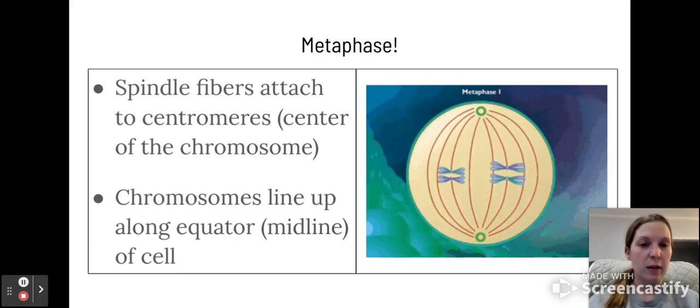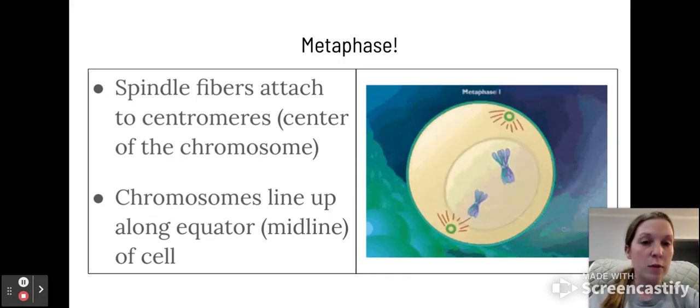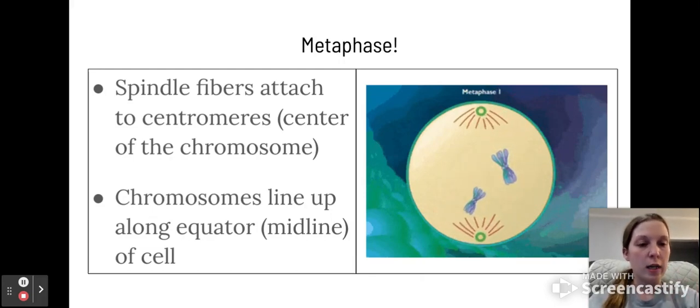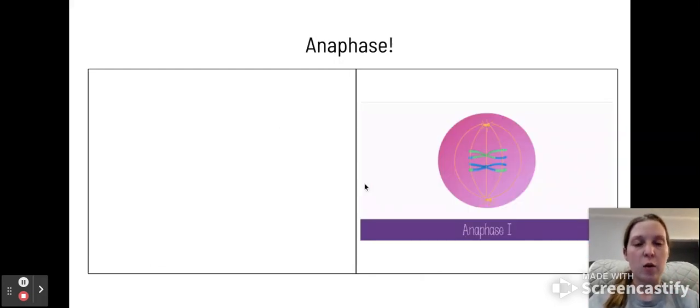So I'll just let this kind of finish out real quick. You can see those spindles are attached to the centers of the chromosomes, and the chromosomes had lined up on the equator right through the middle of the cell. This will then lead to anaphase. And one thing we say with metaphase is we met in the middle for metaphase. So the chromosomes met in the middle.